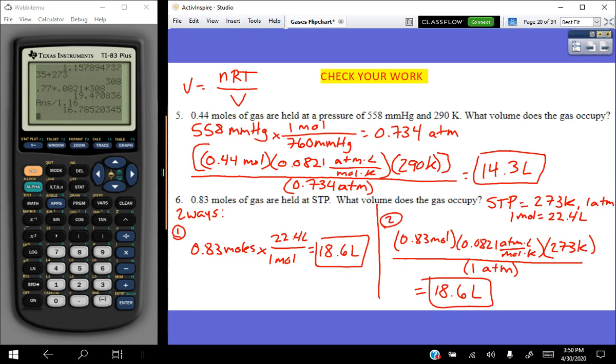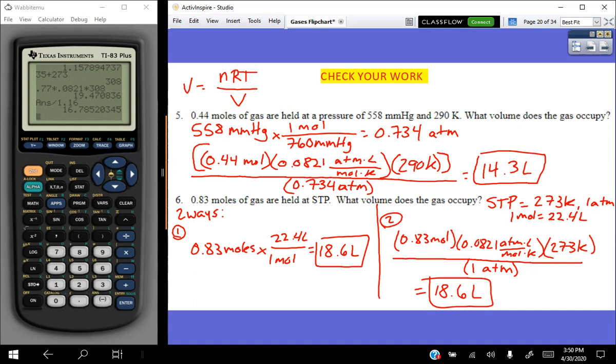So if you used method number 2, I have 2 methods here. Method number 2 we'll cover first is how we have solved the other 2 problems. So moles times R times T over P, and we get a volume of 18.6 liters. There's a second way we can solve this.